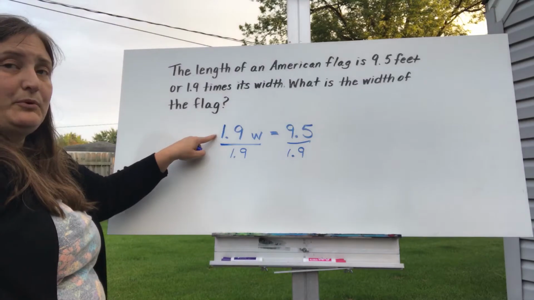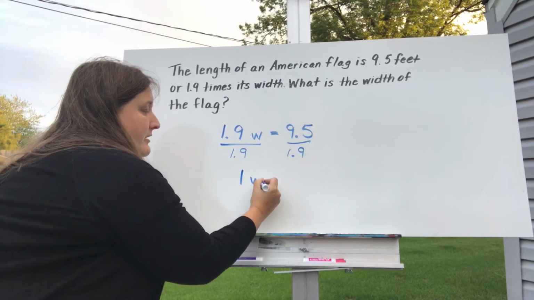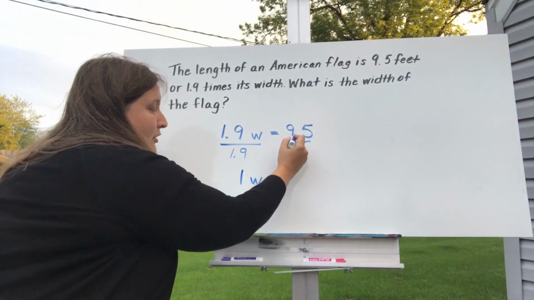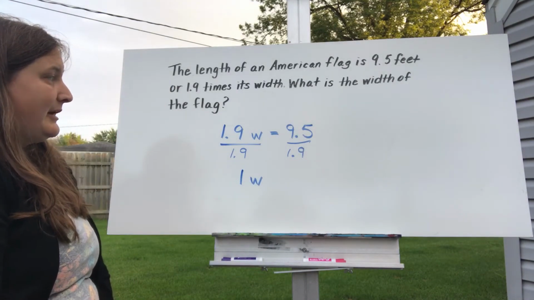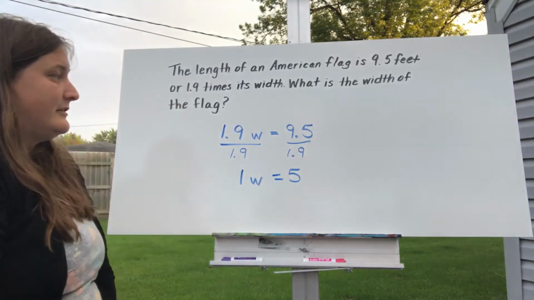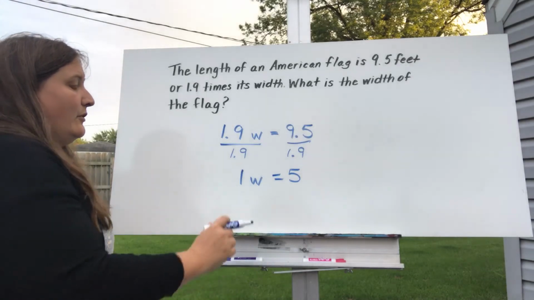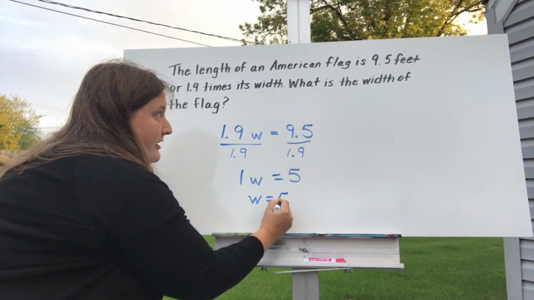So when I have 1.9 and I divide by 1.9, I'm left with 1. So 1W. And over here, 9.5 divided by 1.9, I'm left with 5, I believe. So in this case, 1W is just worth W, so the width here is 5.